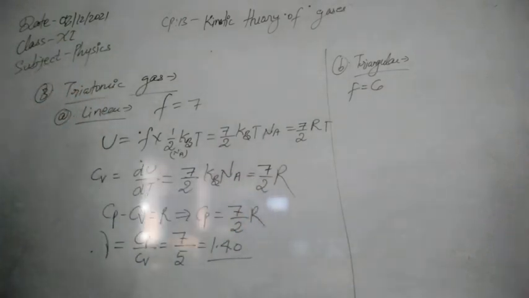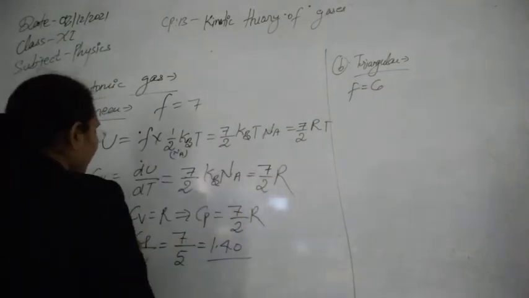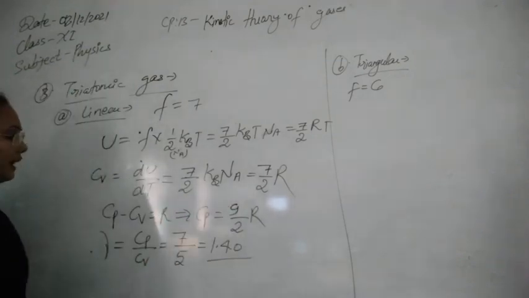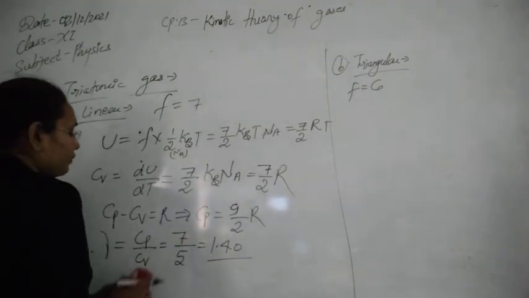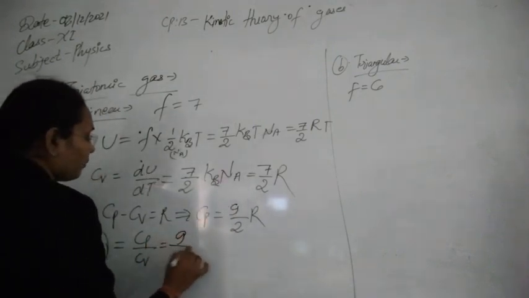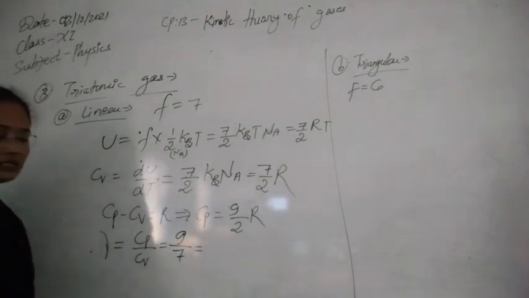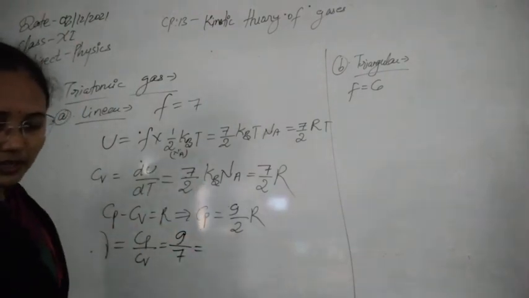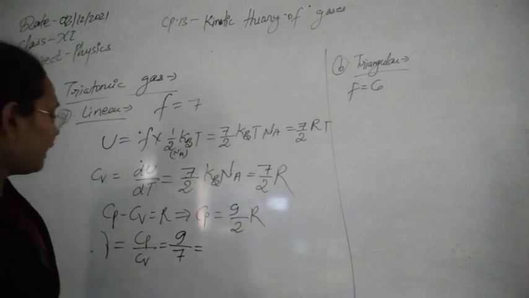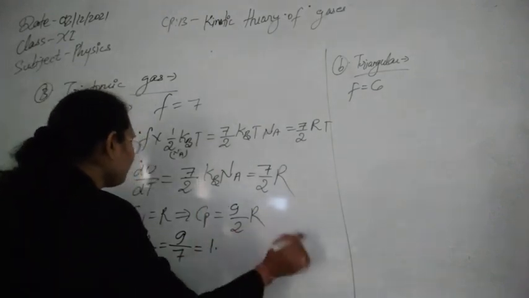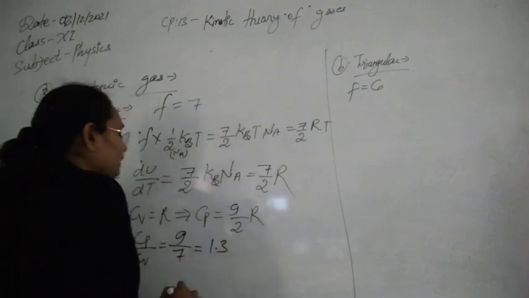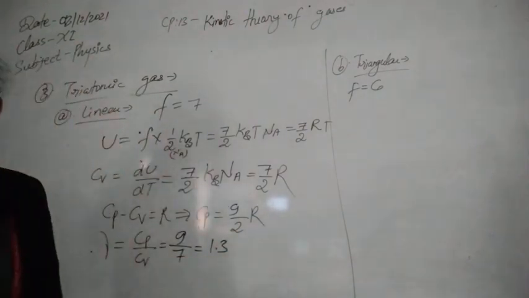Cv is 7/2 R for the linear configuration. And now Cp, if you calculate, will be found out to be 9/2 R. And gamma, if you calculate using Cp upon Cv, will be obtained as 9/7. Now you can calculate the value of this 9/7. So this will have a value of 1 point, near about 1.3, that you will find out.